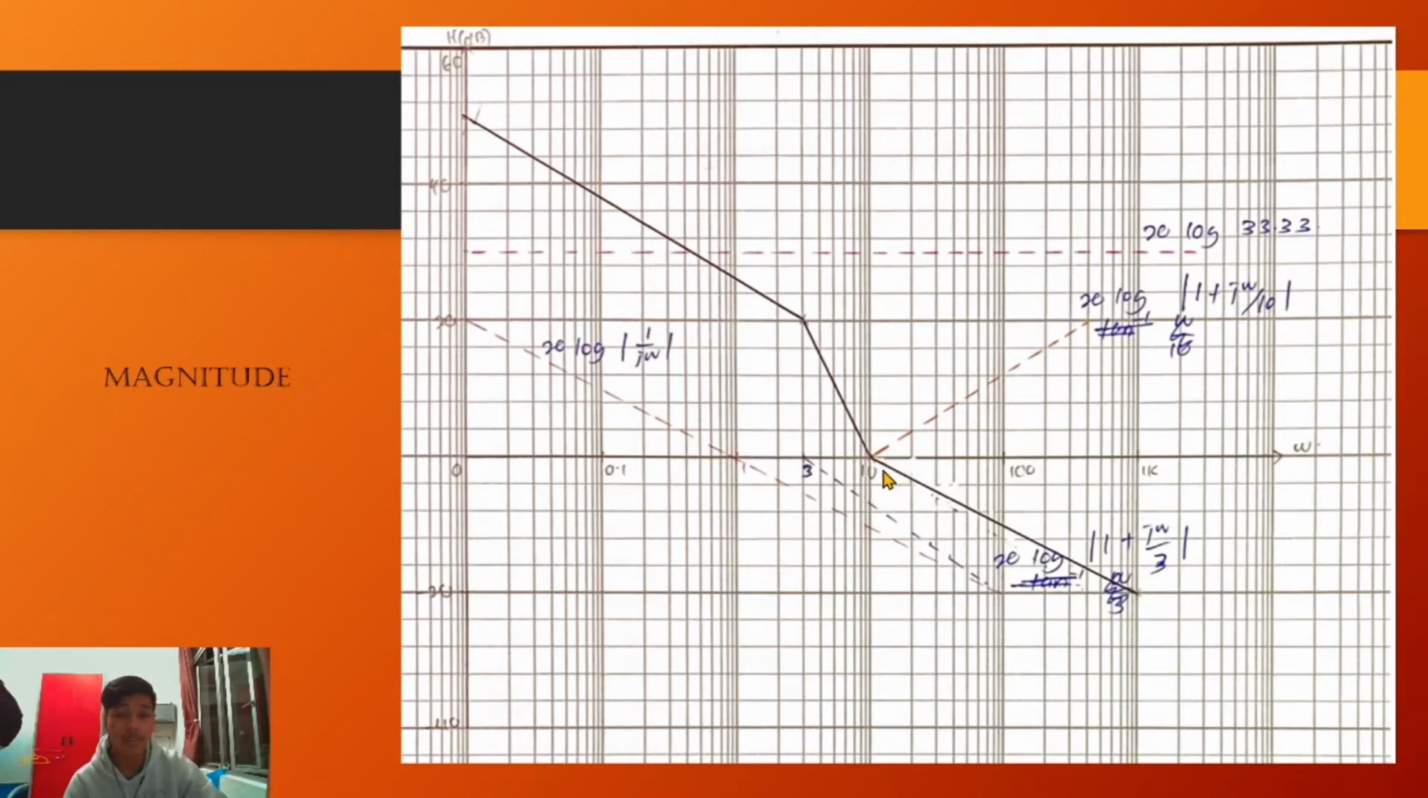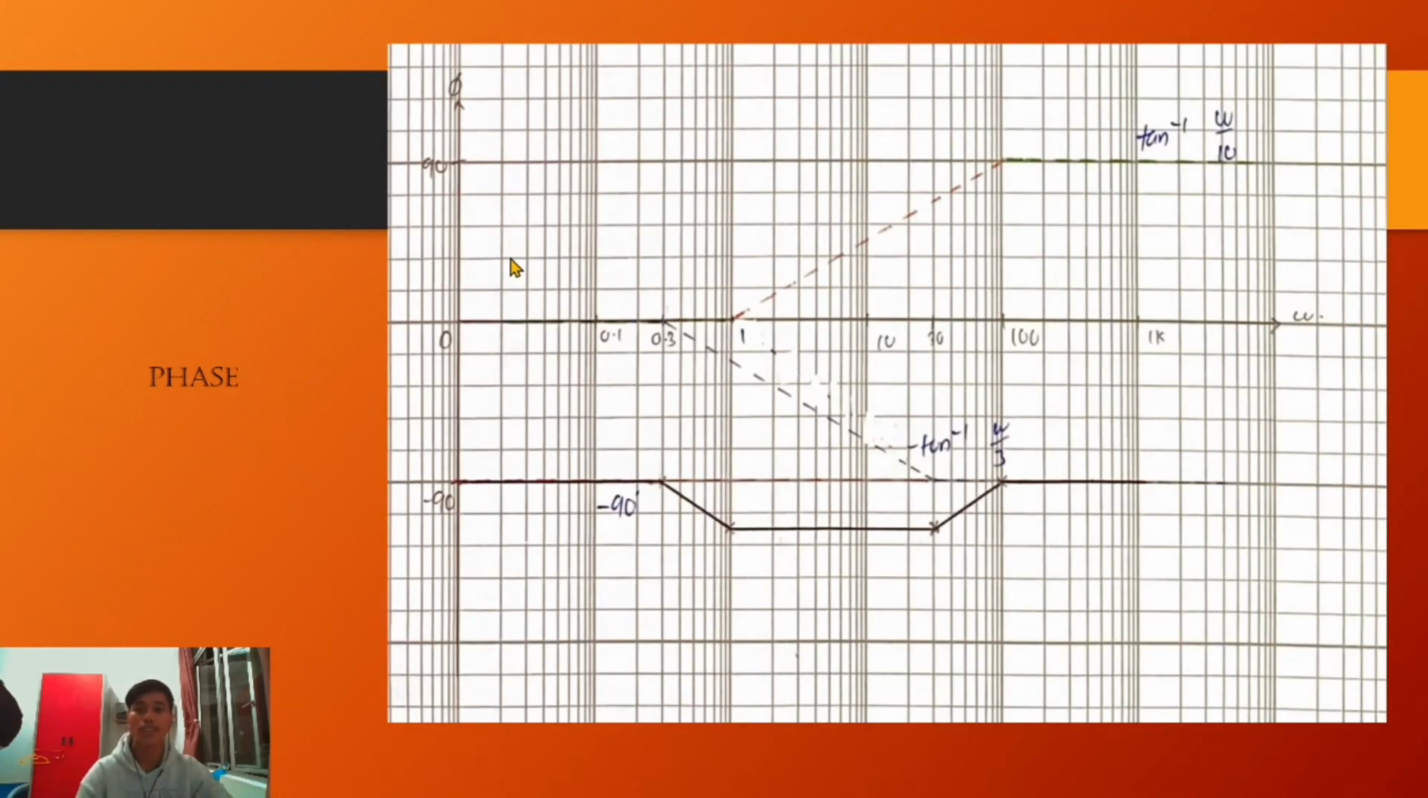At omega equal to 10, we have negative 20 plus negative 20 plus negative 20 plus negative 20, which is equal to 0. So that's why the dark line follows the red line for the pole at the origin. So this is how to make the magnitude plot. So we go to phase. So we go to the phase diagram.